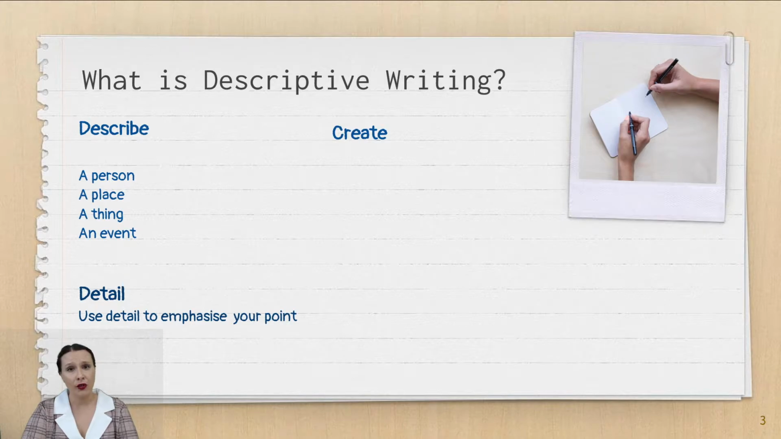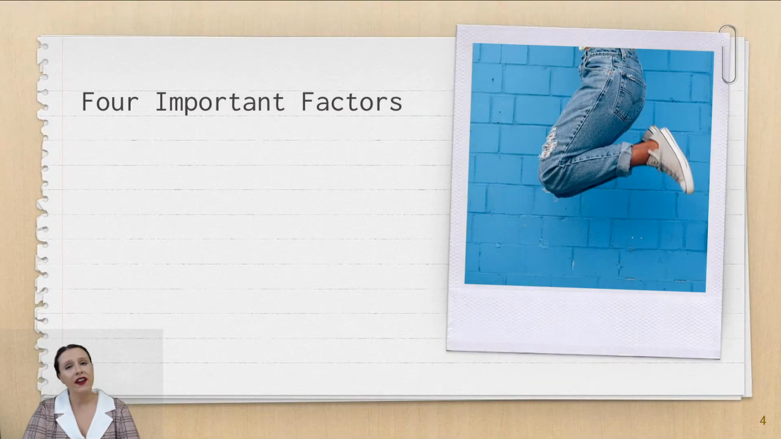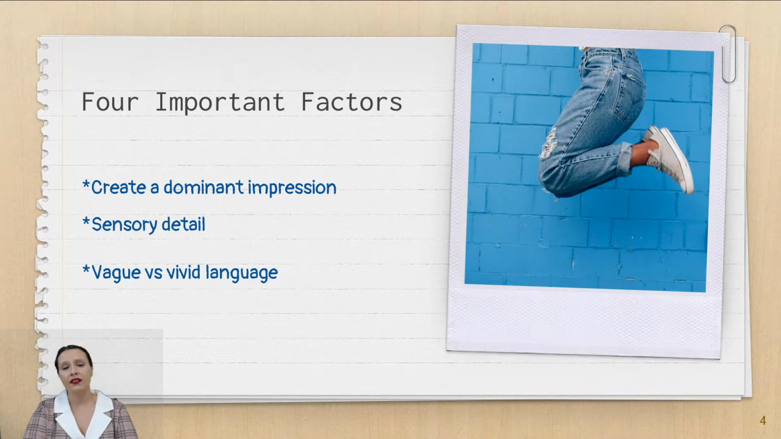Descriptive writing is great for creating. We sometimes need our readers to feel a certain thing, or we also need to create a certain image or picture in our readers' minds. A very important factor of descriptive writing is that it should appeal to all 5 senses. And lastly, descriptive writing can be both fiction or non-fiction. So when you're writing your essays, feel free to choose either. 4 factors we're going to be looking at very quickly today are creating a dominant impression, sensory detail, vague versus vivid language, and varying sentence structure.